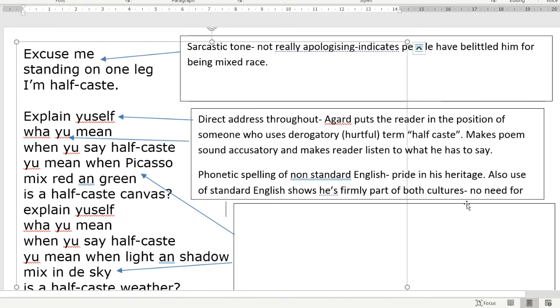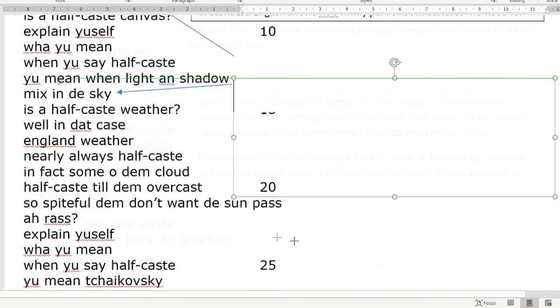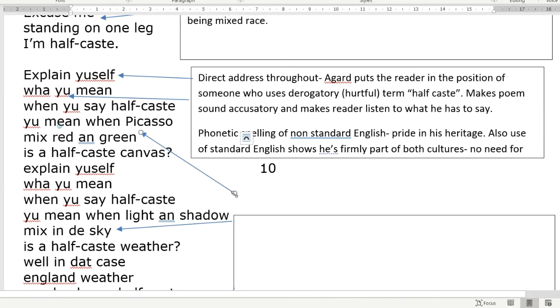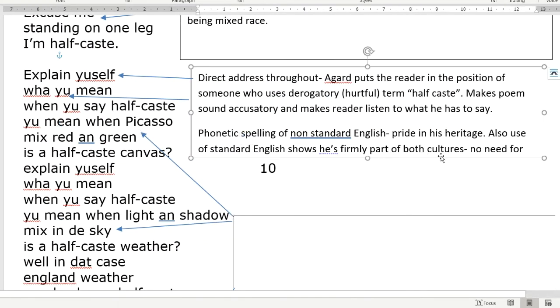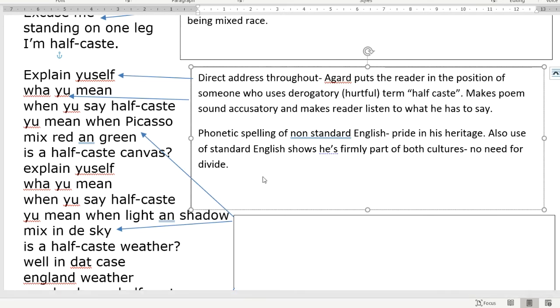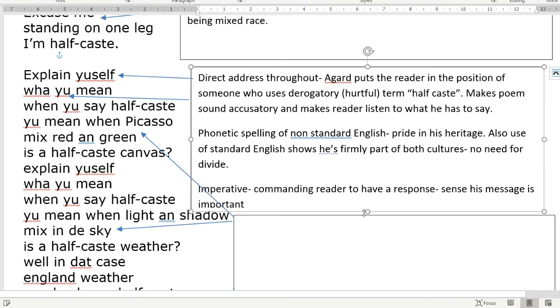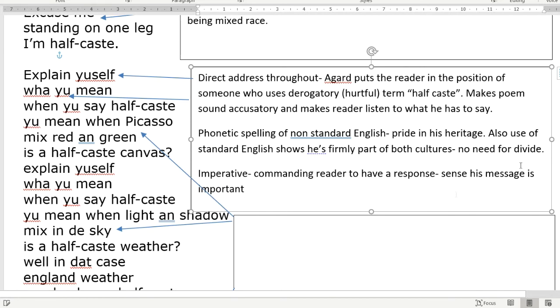He's firmly part of standard British culture and the Caribbean culture, and there doesn't really need to be this divide between the two. Within this line as well, we've got a third device going on here: he uses an imperative. An imperative is a command, "explain yourself." He's commanding the reader, and from this there is a sense that the message he has to tell us in this poem is important, and it is.